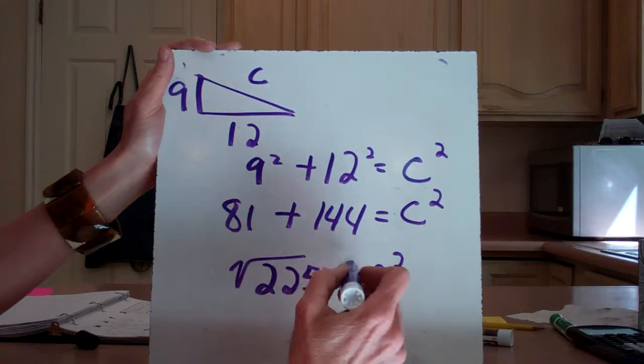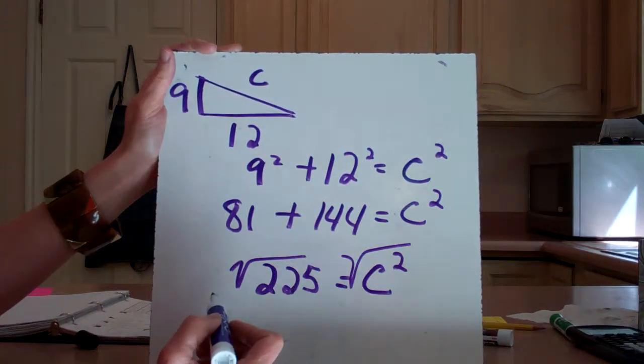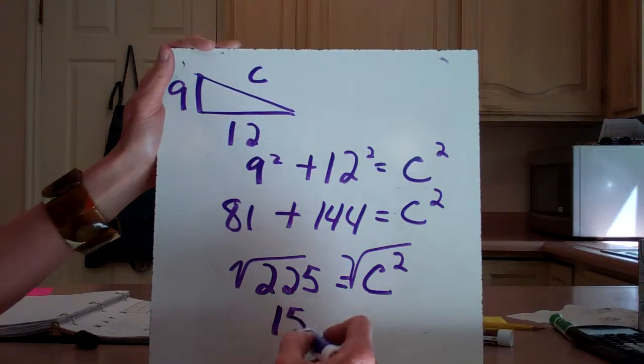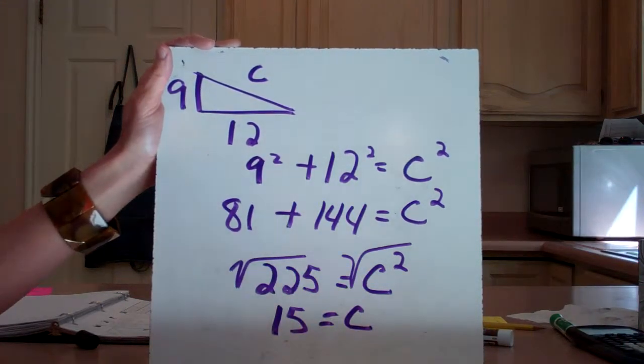Again, we'll use the square root button in our calculator. I'll show you how in another post. The square root of 225 is 15. C equals 15.